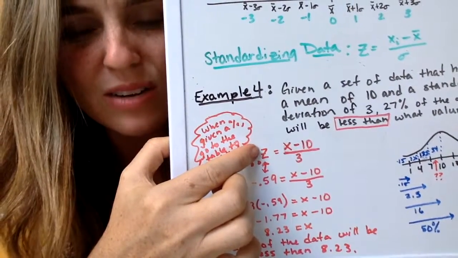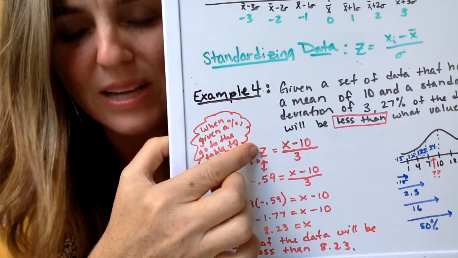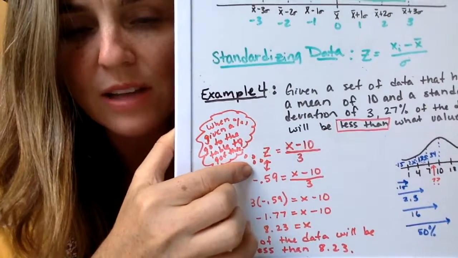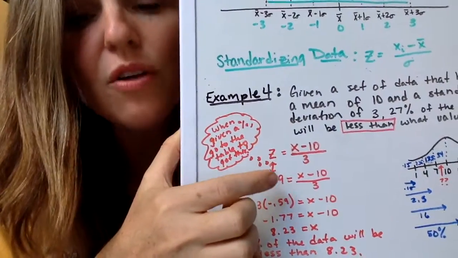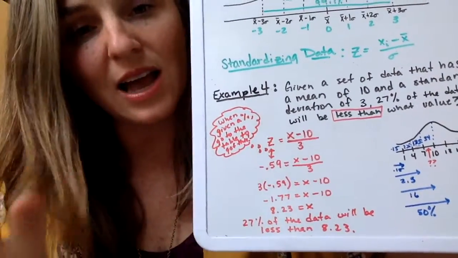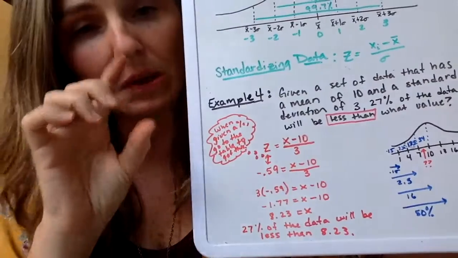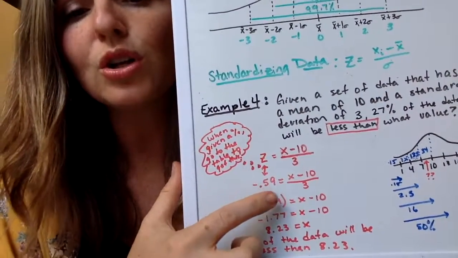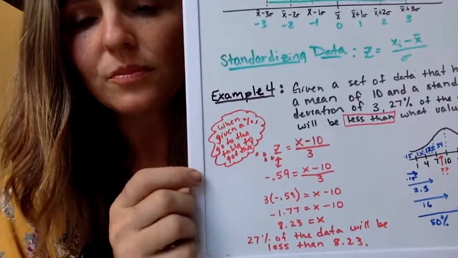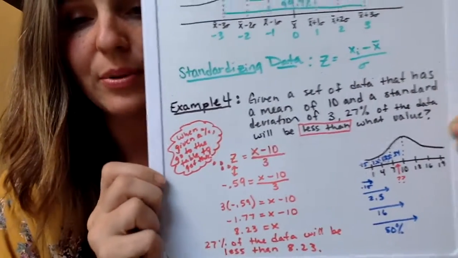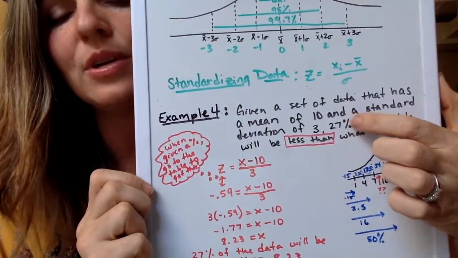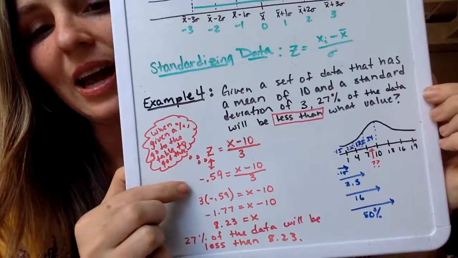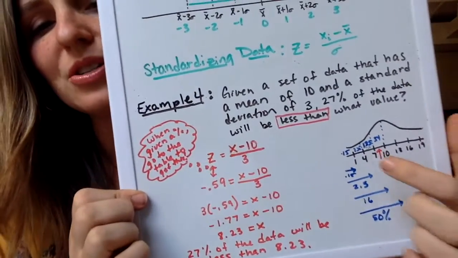Okay, so I know this formula is z equals, and then I can plug in the mean and standard deviation. So z equals x minus 10 over 3. But how do I get a z value if I want to solve for my x value? The answer is all the percentages are inside the chart. So all you have to do is look inside the table to find the value closest to that 27%, and you're getting negative 0.59.